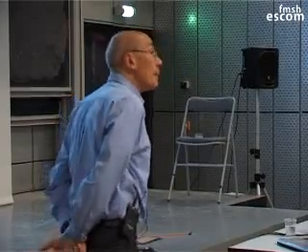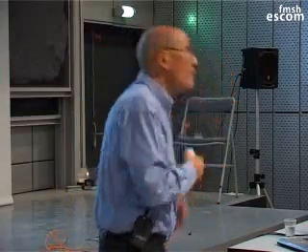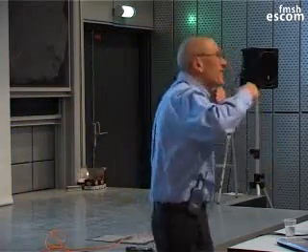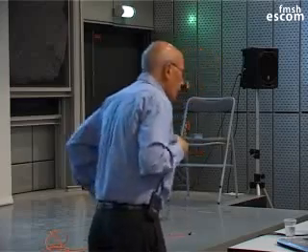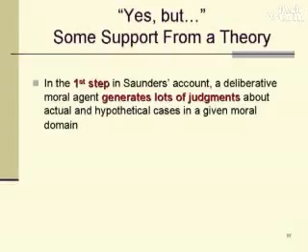So let me tell you a little bit about how Saunders makes this case. First thing he says is, well, in order to use this cognitive mechanism that we have sketched to rationally justify a norm, the first thing you've got to do is generate a lot of judgments about actual and hypothetical cases in a given moral domain.